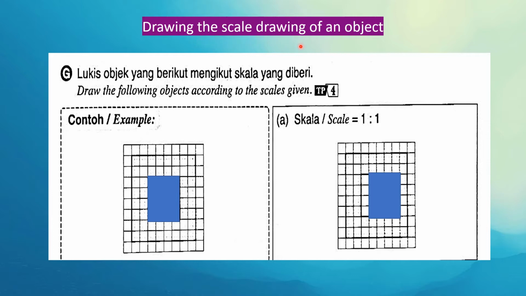Okay, drawing the scale drawing of an object. So look at the example here. Draw the following objects according to the scales given. So this is the object, and this is the scale. So you have to draw the scale drawing. So this is the answer. Since the scale is 1:1, meaning the drawing is exactly the same as the object. So that's why you see the scale drawing here is the same as the object.